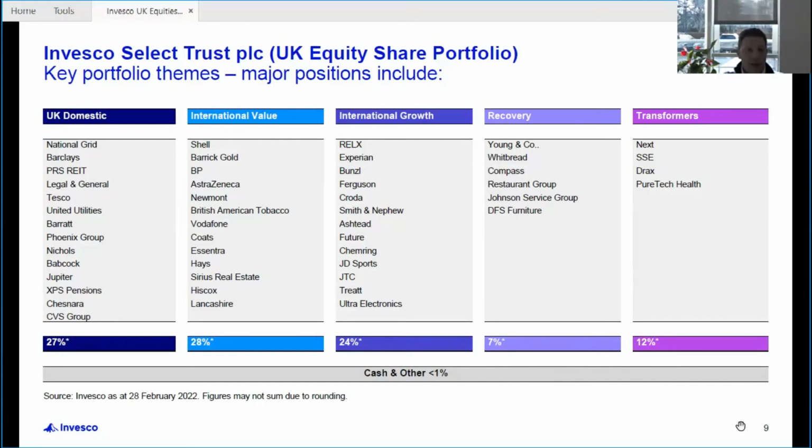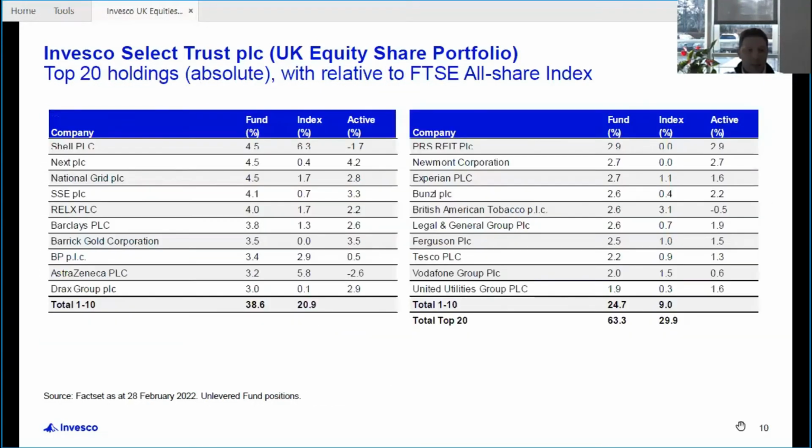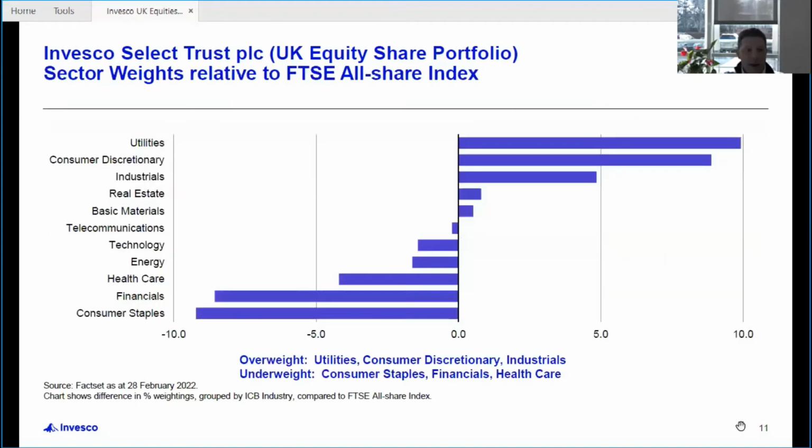On the next slide, there's the top 20 holdings in the trust. You'll see it's a relatively concentrated portfolio. We want our best ideas to be represented at the top of the list and to really make a difference. And then on slide 11, you can see the more traditional view of the portfolio by sector. And the biggest overweights are utilities and consumer discretionary, and the biggest underweights are consumer staples and financials.